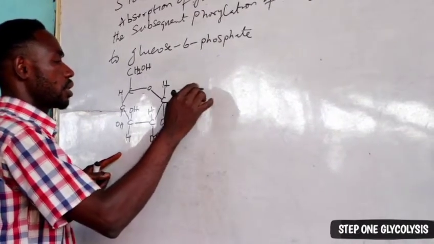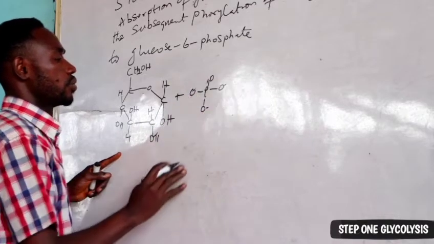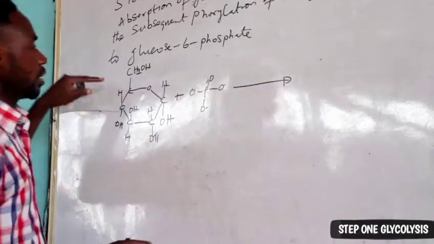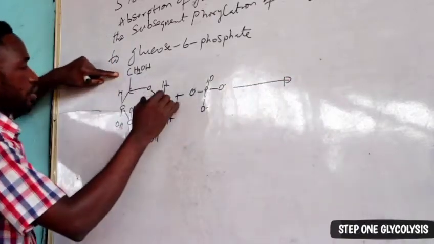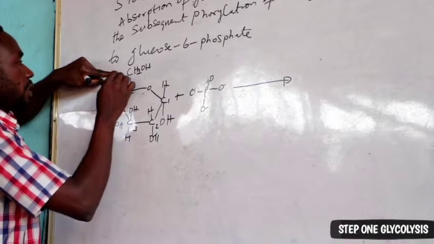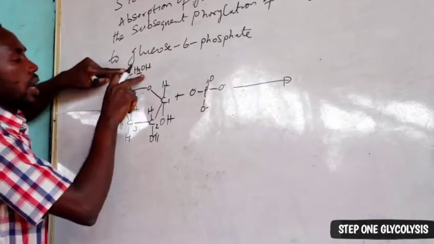which is actually in this form to give you this structure again. It will be phosphorylated. Numbering this shows that this is carbon 1, 2, 3, 4, 5, and 6. So the phosphate group will now be added to this carbon number 6.